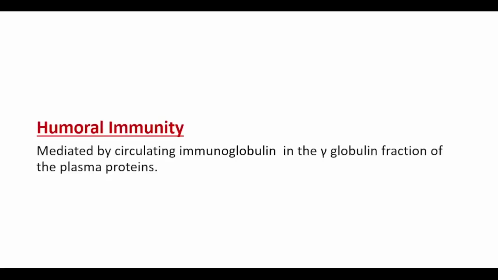Good morning, everyone. Today we are going to discuss the mechanism of humoral immunity. Humoral immunity is mediated by circulating immunoglobulins in the gamma globulin fraction of the plasma proteins.